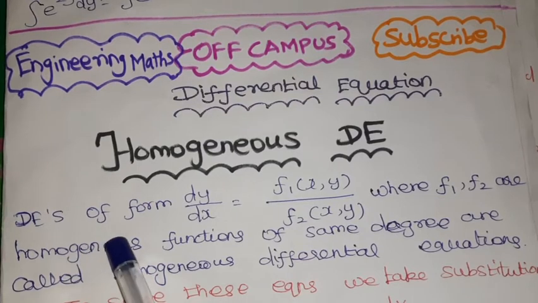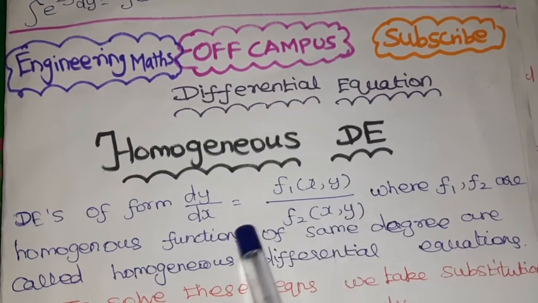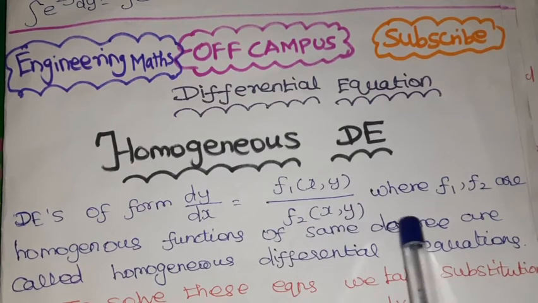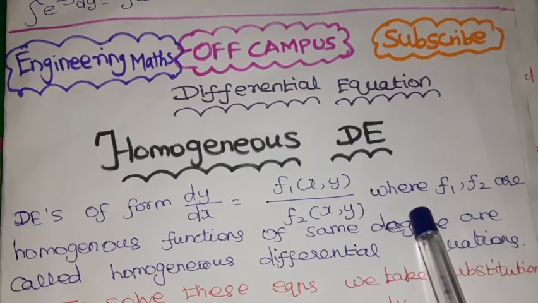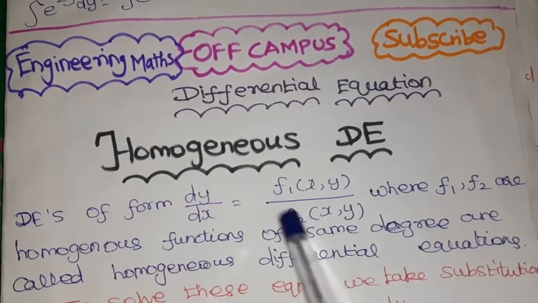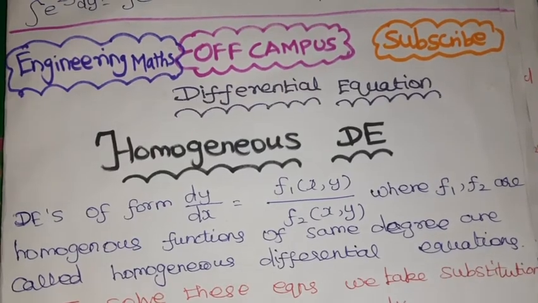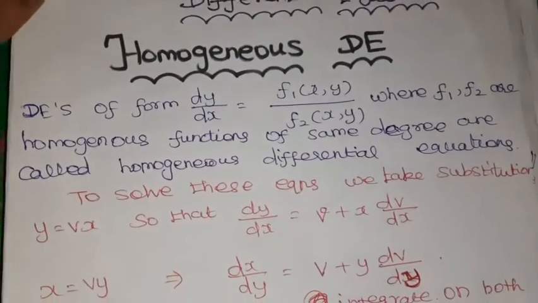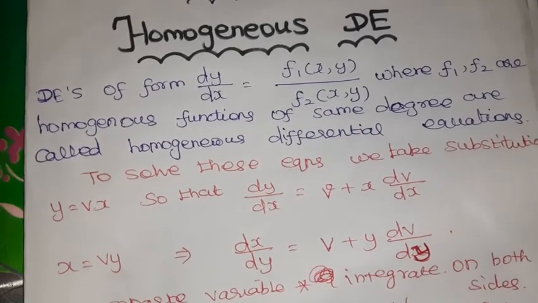Differential equations of the form dy by dx equal to f1 of x comma y divided by f2 of x comma y, of the same degree, first order and first degree, where f1 and f2 are homogeneous functions of the same degree. If f1 and f2 are functions of the same degree, they are called homogeneous differential equations. To solve these equations, we can take a few substitutions.